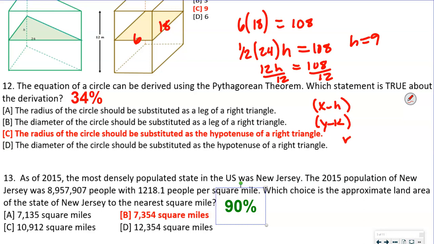And we use our radius, right? So this would be our x squared, a squared. This would be our b squared, right? So this would be equal to a. This would be equal to b. This is equal to c, and c is the hypotenuse, right?